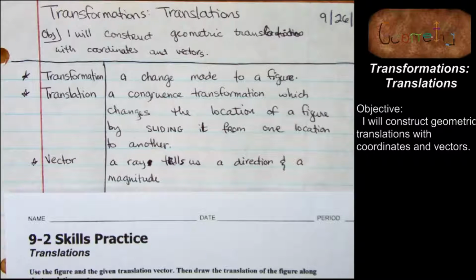So we're going to do these constructions, this translation with a vector. Having this ray tell us what direction we're moving the thing and how far we're moving it, right? So let's go to our study guides.